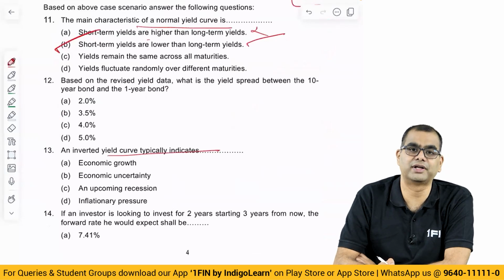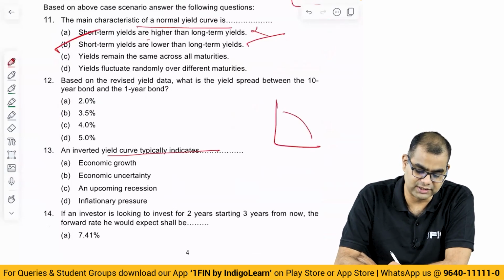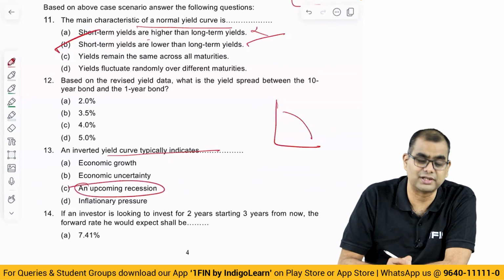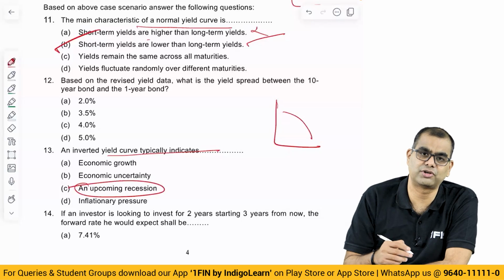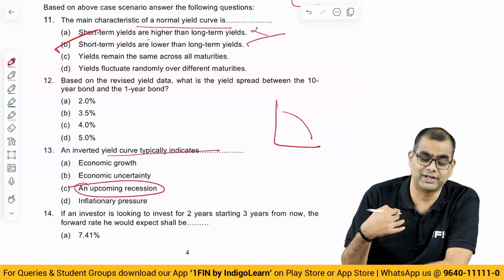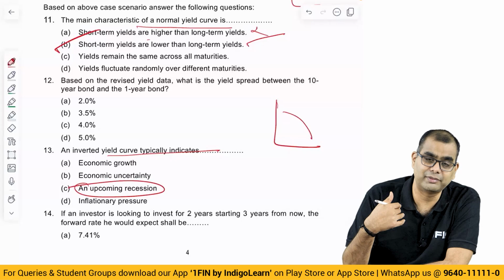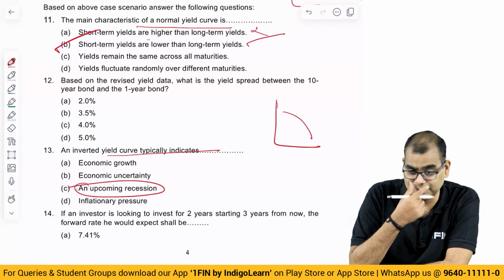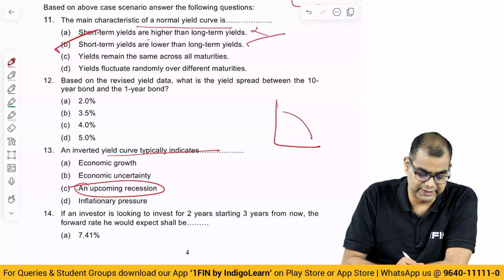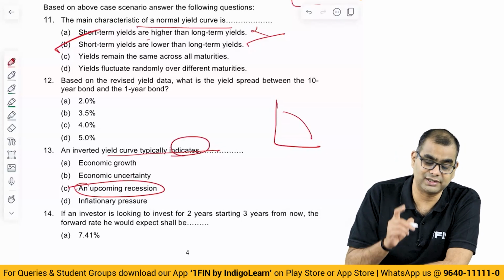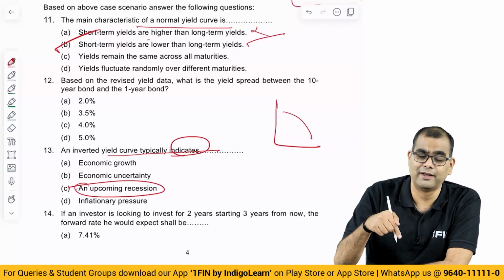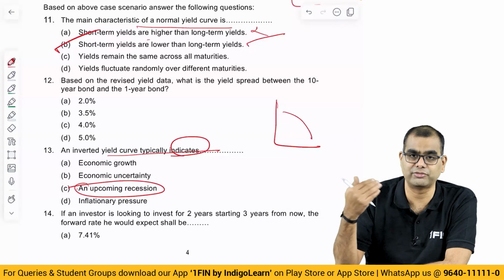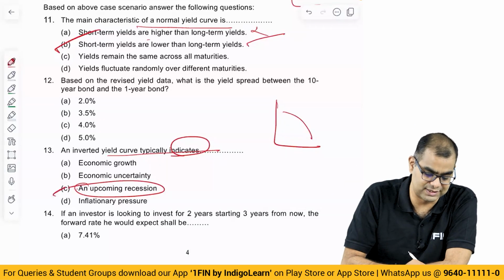Inverted yield curve typically means what? Inverted yield curve means it is like this. Short-term rates are high, long-term rates are low. What does this refer to? This refers to upcoming recession. It can also mean inflationary pressure because when short-term inflation is very, very high, the RBI raises the interest rate. So interest rates go up substantially. But it is more indicative. It can mean that currently there is inflation, but it is a lead indicator of what? When there is inflation and you raise the rates, what typically happens? The economy slows down. So there is a recession that is coming. So answer is C.